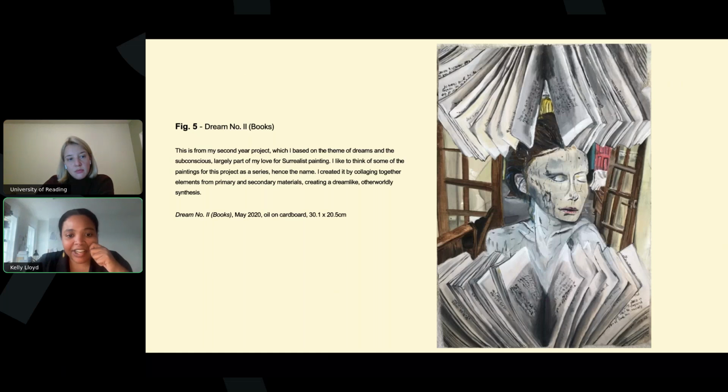This is from my second year project, which I based on the theme of dreams and the subconscious, largely part of my love for surrealist painting. I like to think of some paintings for this project as a series, hence the name. I created it by collaging together elements from primary and secondary materials, creating a dreamlike otherworldly synthesis.